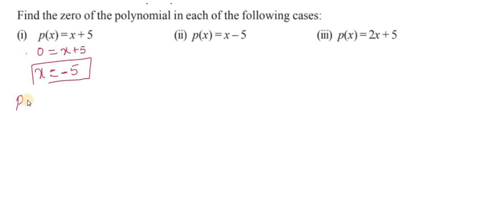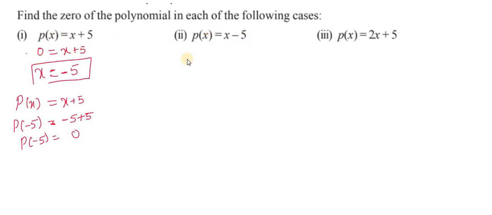So here p of x is equal to x plus 5. Then p of minus 5, substituting the x value as minus 5, is equal to minus 5 plus 5. The same numbers with different signs cancel and it becomes 0. So therefore p of minus 5 is equal to 0. Therefore minus 5 is the zero of this polynomial p of x.